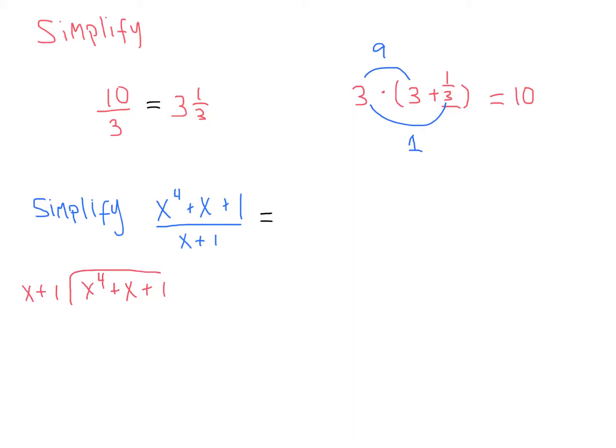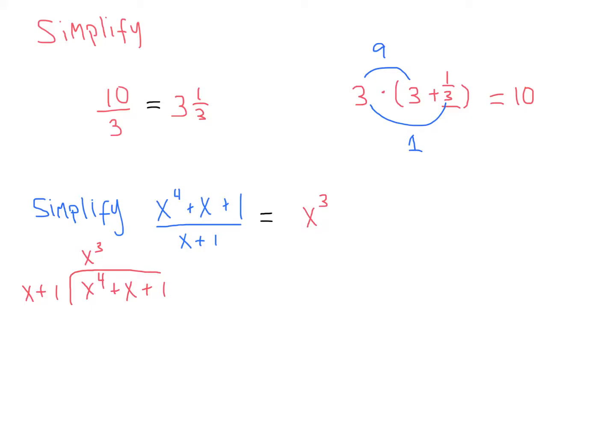Let's first think about what I'm looking to get back. What type of polynomial can I multiply by x plus 1 to get x to the 4th plus x plus 1? The leading term is going to be x to the 3rd, because x to the 3rd times x to the 1st will give me x to the 4th. So that's what I'm going to start off with, x to the 3rd.